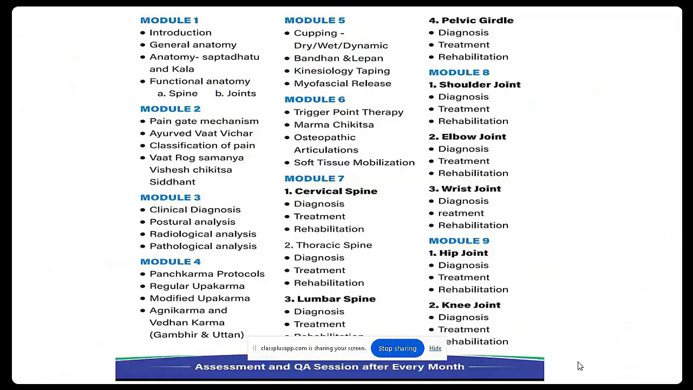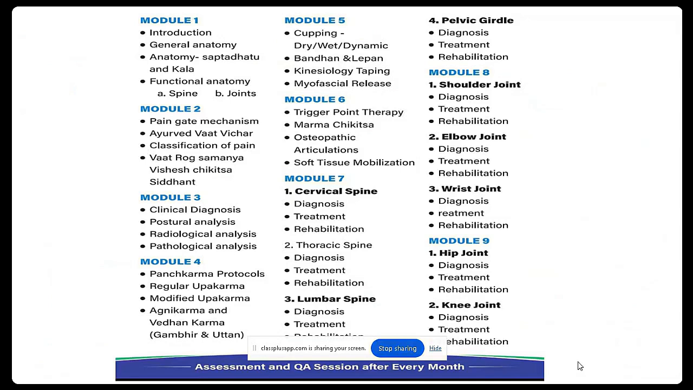So this course is going to be conducted module wise. There are total 12 modules. In the first module we are going to see the basic understanding of the anatomy, the basic understanding of the sapta dhatu which are in Ayurveda, also the kala kriya of the Ayurveda. Then the functional anatomy of the spine and joints we are going to see, because for soft tissue mobilization and for manual therapy you must have a very proficient knowledge about the spine and joints, their mobility, their orthokinematics, that I have said.